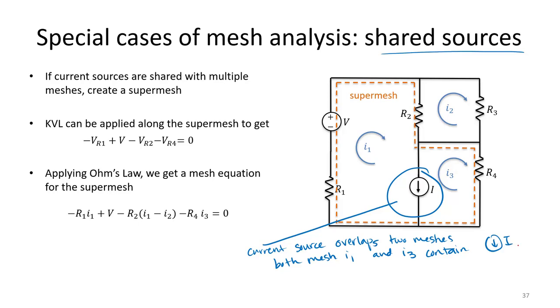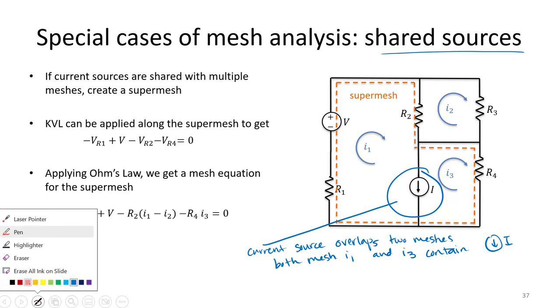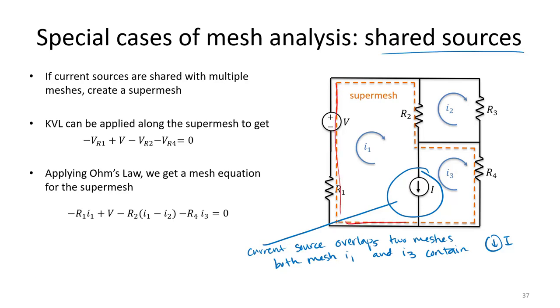So here's what to do if that happens. If I have current sources that are shared, I can create what's called a supermesh. And notice this supermesh is created around both shared meshes. So you define the supermesh to be the border of the meshes which share a current source.